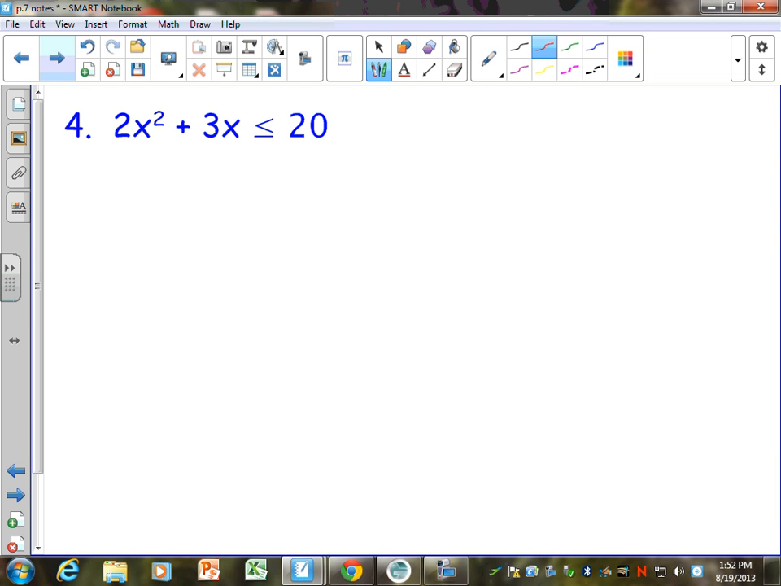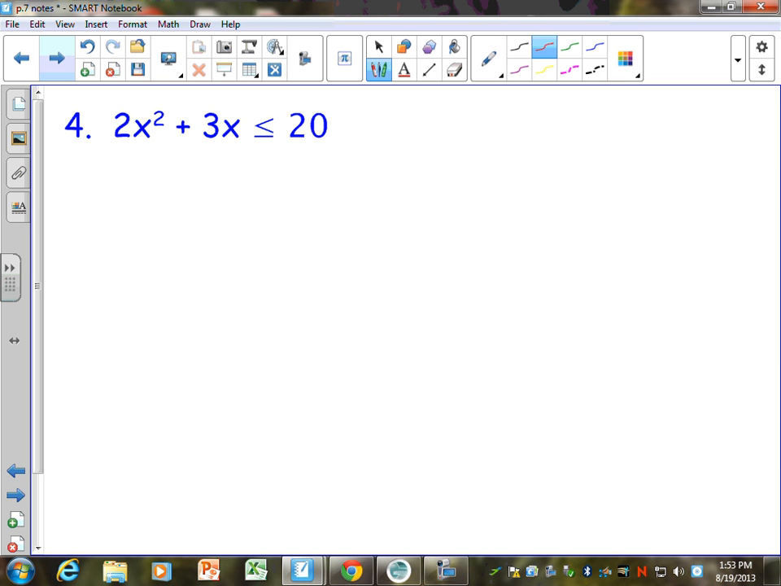If you're going to factor or do the quadratic formula, what's the first thing you need to do to this problem? Yeah, you need to move over the 20. The only way you wouldn't need to move over the 20 is if you were going to complete the square. If you're going to complete the square, what's the first thing you have to do to this problem? Yeah, we have to divide by 2. So either way, you got something to do.